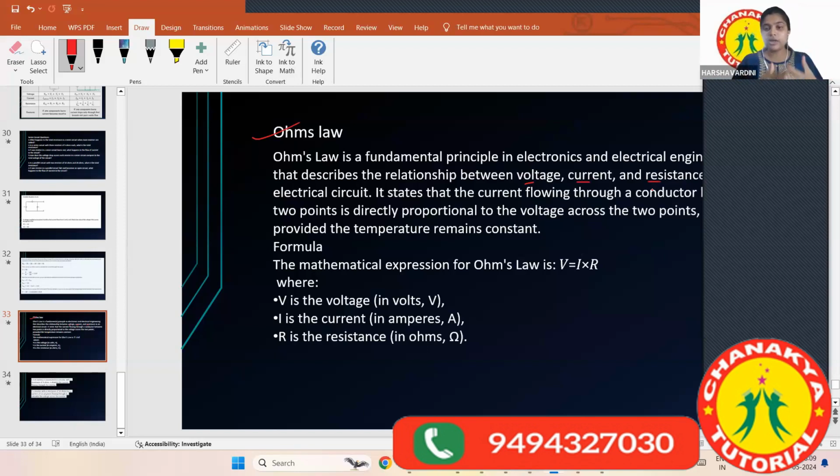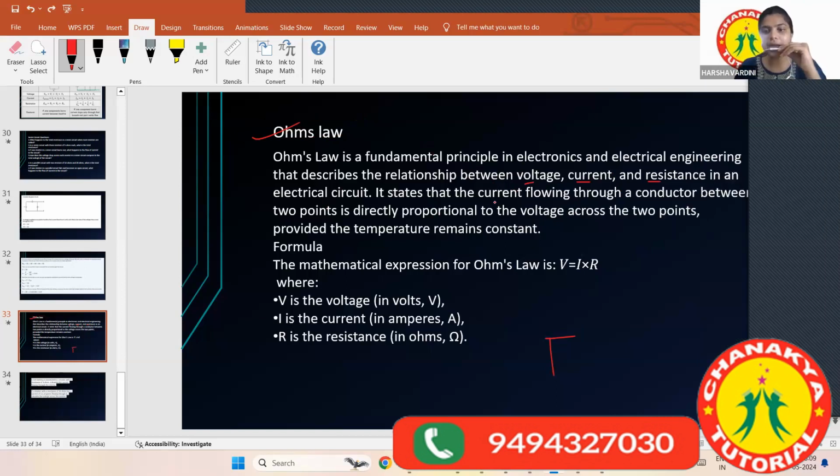Now, if there is voltage, current, and resistance in a circuit, there will be some voltage, some current passing, and some resistance. So how are they related to each other? That is what Ohm's law is stating. It states that the electric current flowing through a conductor between 2 points is directly proportional to the voltage across the 2 points, provided the temperature remains constant.